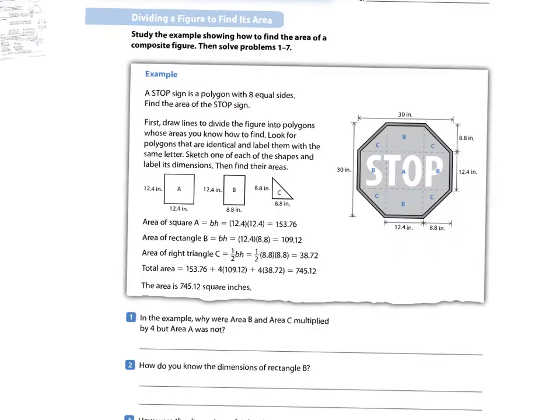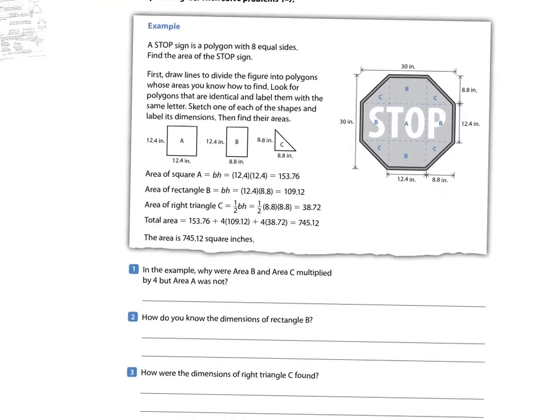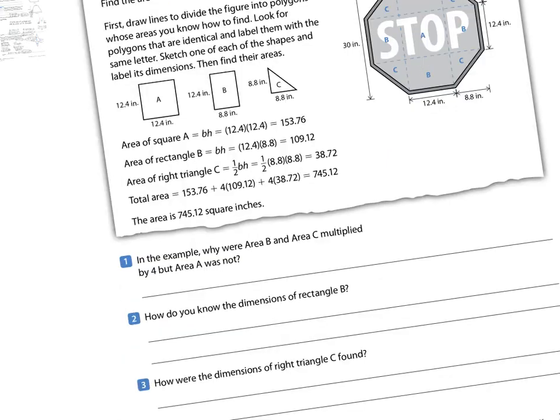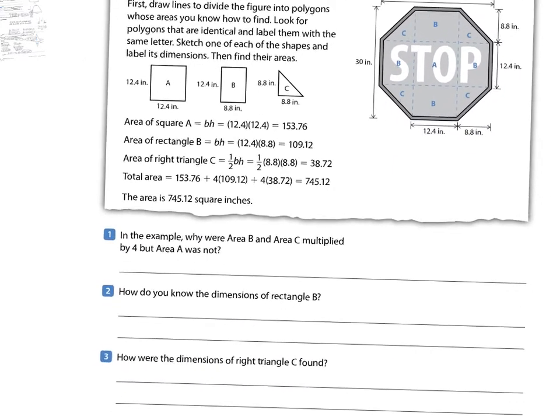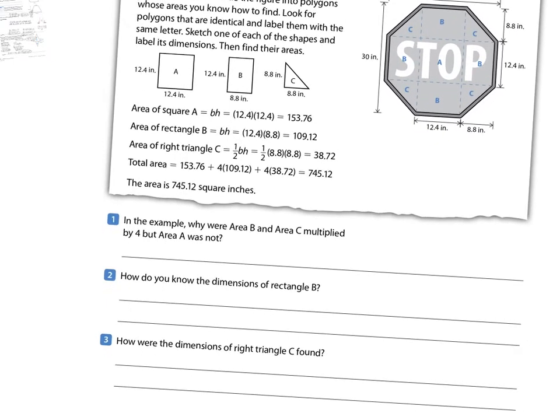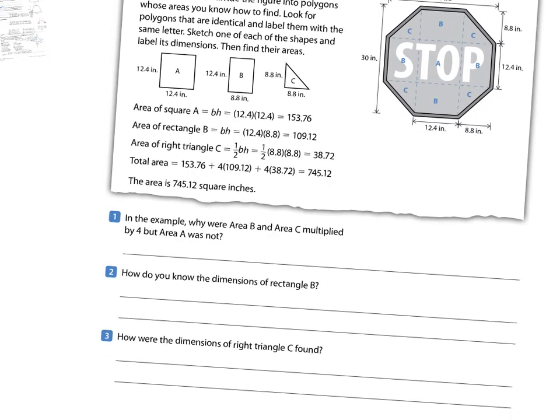Okay, taking a look at the next page, read the example at the top. Once you're done reading, unpause the video, and I'll guide you through 1, 2, and 3. Okay, taking a look, it said a stop sign. A stop sign is an octagon. That just means an 8-sided figure. They broke that octagon down into triangles and rectangles.